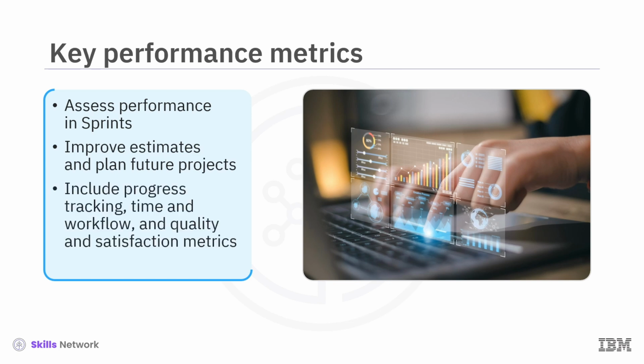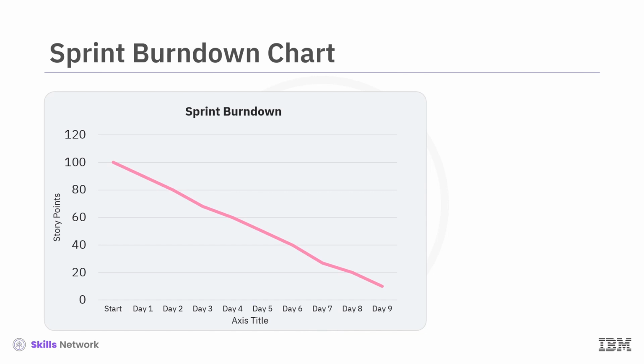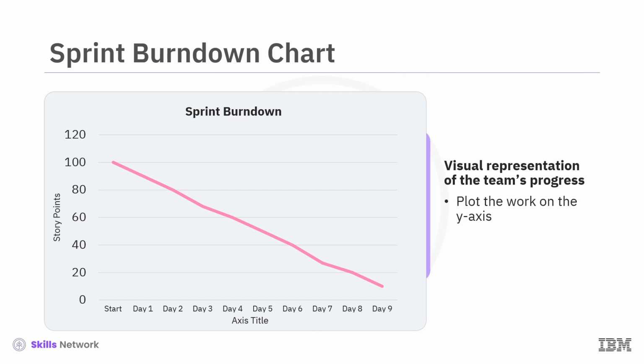These include progress tracking metrics, time and workflow metrics, and quality and satisfaction metrics. Let's examine some of the key performance metrics used in Agile. The sprint burndown chart is a visual representation of the team's progress toward completing the work in a sprint. To calculate this metric, plot the remaining work, such as the story points or hours, on the y-axis and the days of the sprint on the x-axis. The sprint burndown chart should be updated daily.